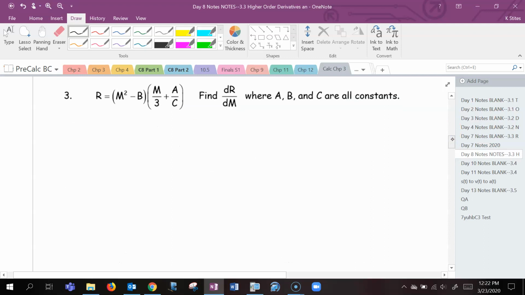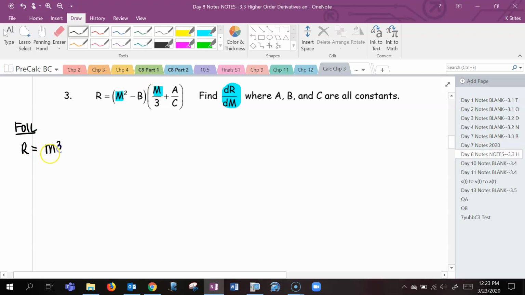Okay, so now let's do this again, but with a product. Let's try this 2 different ways. We can either FOIL and then take the derivative, or do product rule. dr dm is what we're finding. That means m is the variable. Everything else is a constant. Okay, let's use our FOIL method first. So FOIL, right now we're just finding r. We're not taking the derivative yet.